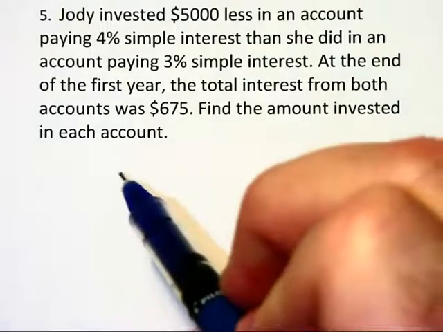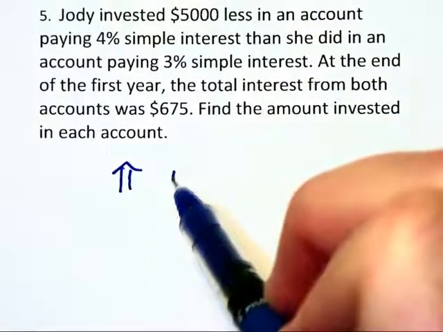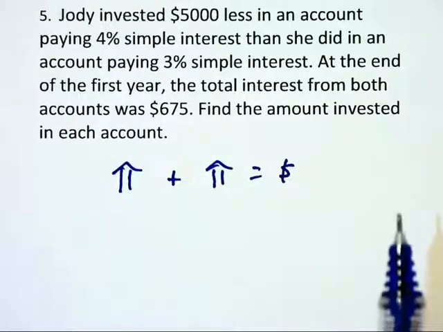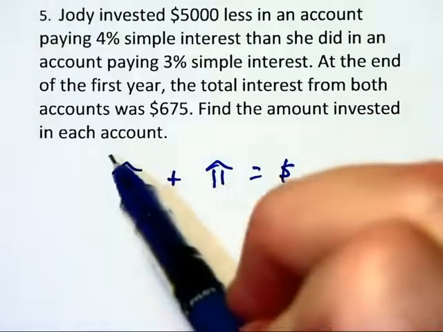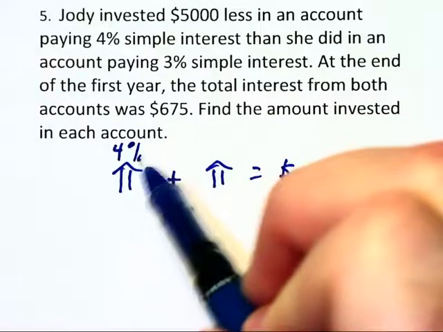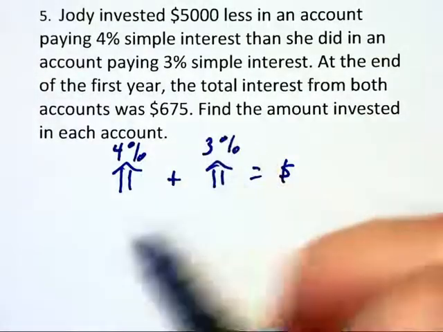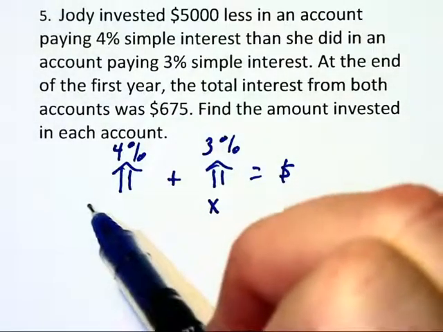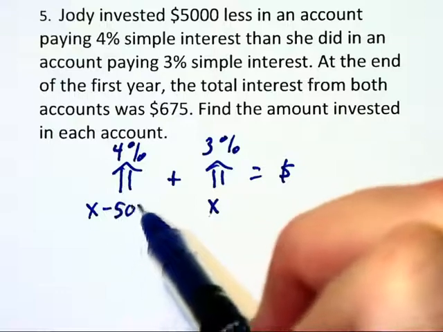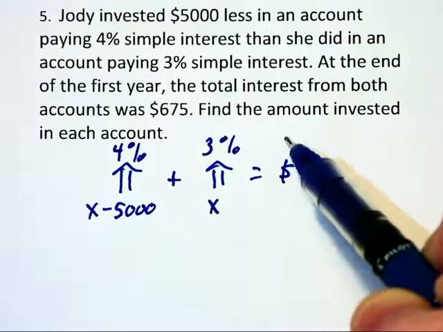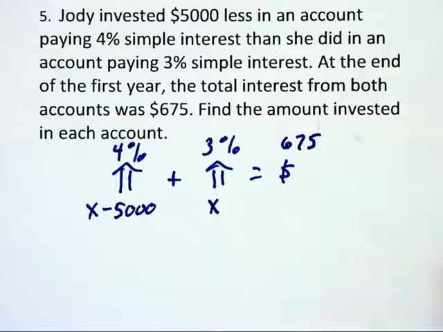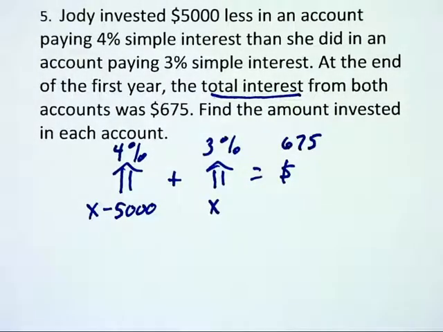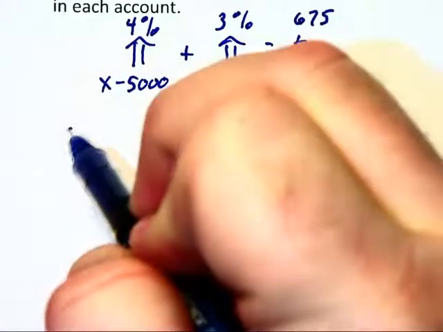Another investment problem, so I'm going to again put down my little bank buildings. $5,000 less is invested at 4%. So here we go, 4% and 3%. 5,000 less, so if the 3% gets x, the 4% gets x minus 5,000. And we are given a total interest of $675, and again we have that word total in there, which helps us with how we're going to write out our equation.